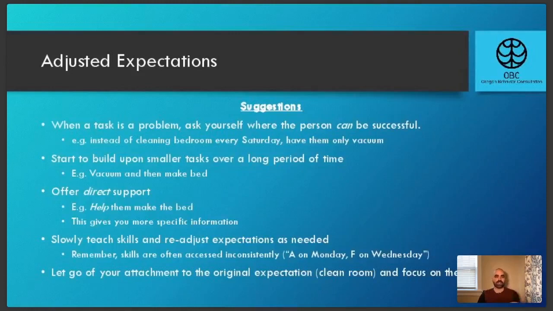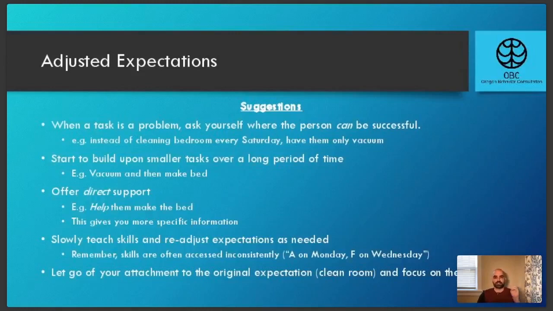So if you were to say, go clean your room to your kid, and that's not going to happen, then instead of continuing to say that and having power struggles, you want to ask yourself, what can my kid do? Maybe they enjoy vacuuming. That's the example I have here. Then I'm going to get them into the routine of vacuuming, have some success with that for a few weeks, and then start to add something else. Like maybe we're going to make our bed as well.